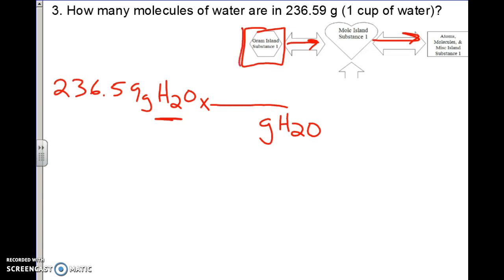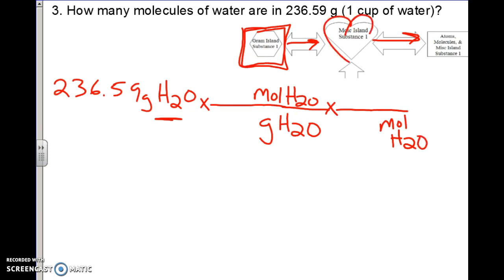So we're on Gram Island right now. The only place to go from Gram Island is to Mole Island. So we put moles of H2O on top. We don't want our answer in moles, we want our answer in molecules. So put a multiplication sign, division bar, and moles of H2O go on the bottom. Right now we're on Mole Island. And the only way to get over to Atom and Molecule Island is to go over this bridge. And there is a bridge to do so, so we can go directly over to molecules of H2O.